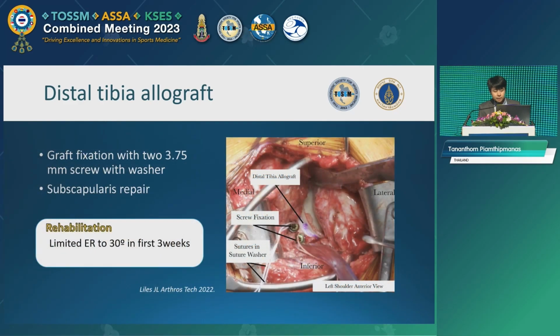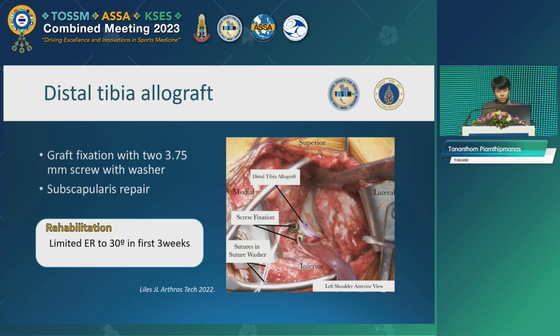Then he fixed the graft with a screw, a small screw with a washer, and used high tensile strength suture tied with the screw for subscapularis repair. After that, the patient follows rehabilitation with a limitation in external rotation not exceeding 30 degrees in the first 2 weeks.